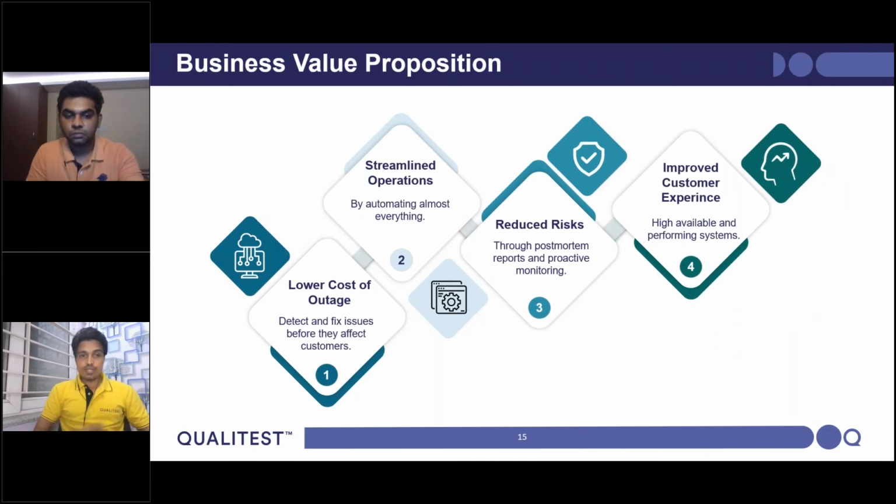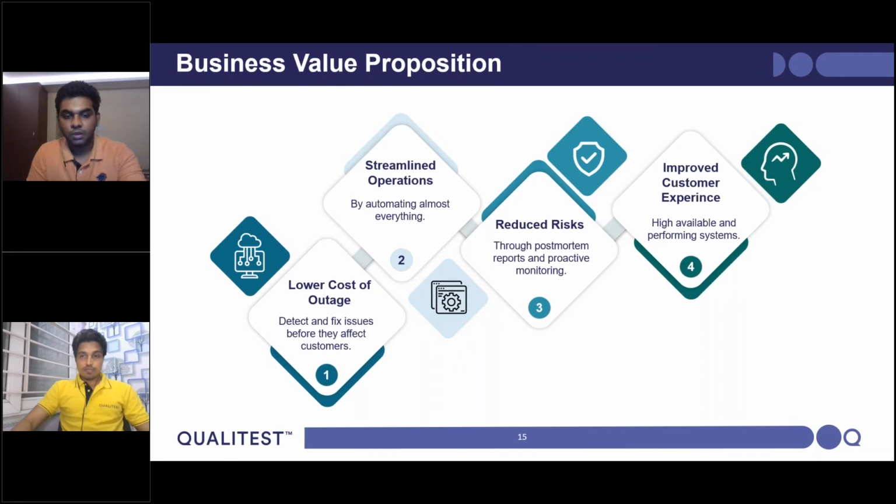Let me also conclude by saying the business value proposition is pretty clear. Once you have SRE and SRE practices in place, that will lead to fewer outages, lower cost of fixing production incidents, and streamlined operations. And of course, as we just spoke about proactive monitoring and observability, we are trying to minimize the risk exposure on your tech stack and systems. Ultimately, that will lead to a better customer experience, which is what business also looks at. Those are the business value propositions from the SRE implementation perspective.